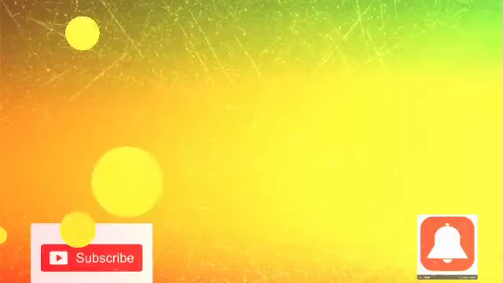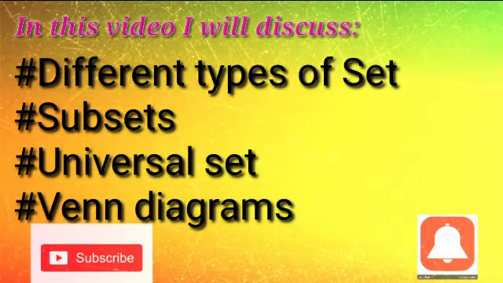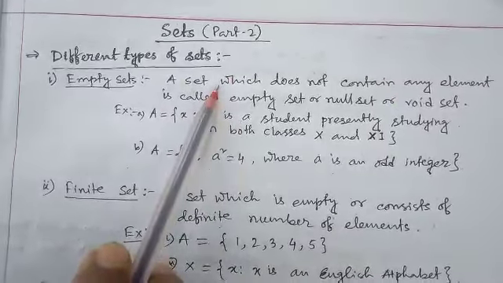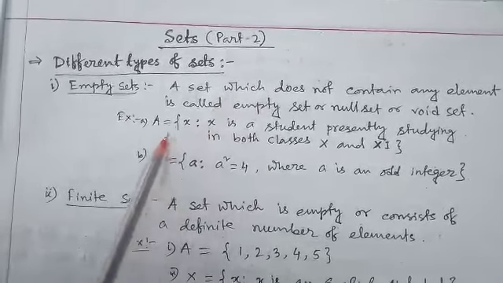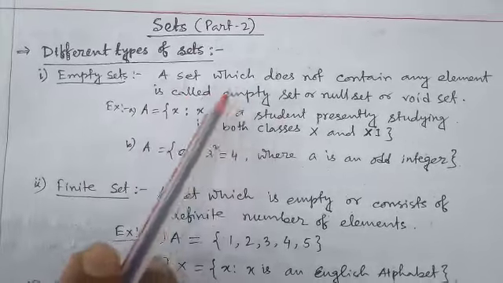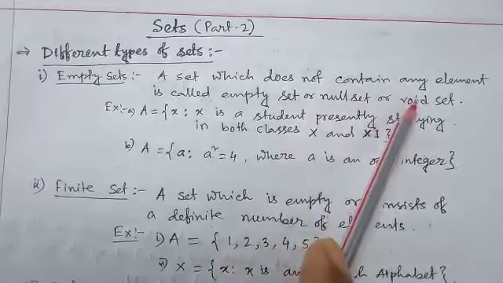Today's topic, in this video I will discuss different types of sets, subsets, universal set and Venn diagram. Now, different types of sets. So the first type of set is the empty set. So what is an empty set? A set that does not contain any element is called an empty set, null set or void set.